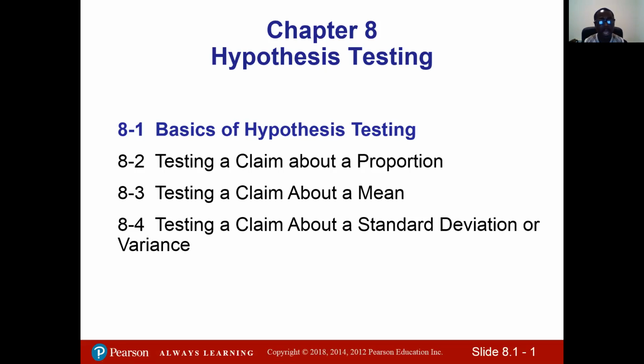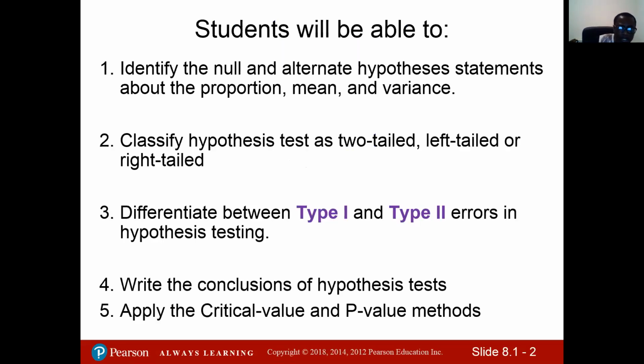And the following are the learning objectives. At the end, you should be able to identify the null and alternative hypothesis statements about the parameter that you are testing, a claim about, which could be a proportion, the mean, or the variance. Okay, you classify the test as two-tail, left tail, or right tail. And there are two types of errors that occur in hypothesis testing. We're talking about how to differentiate them.